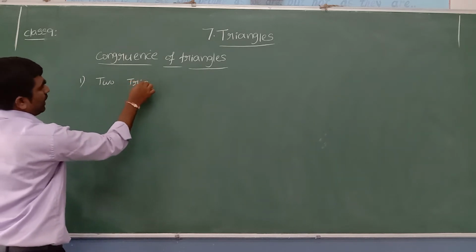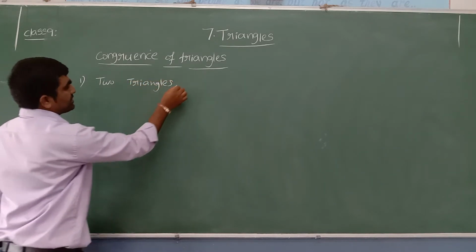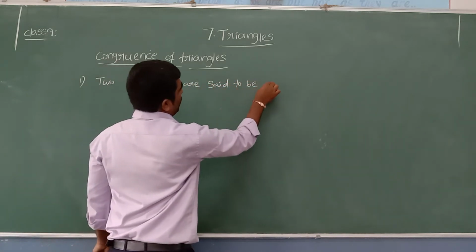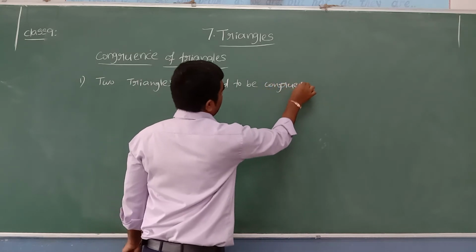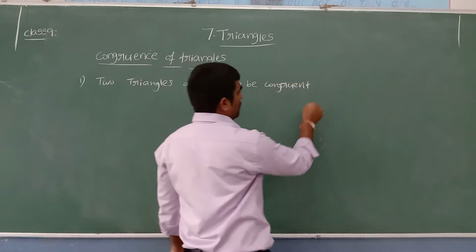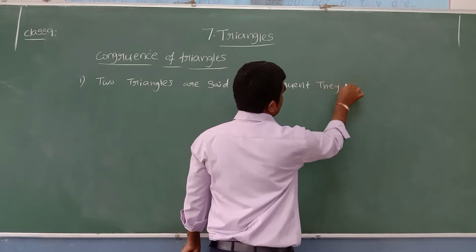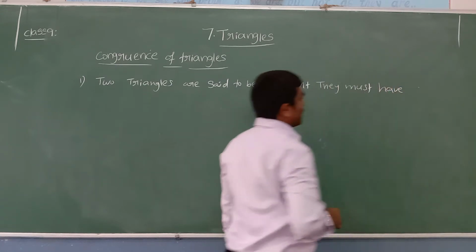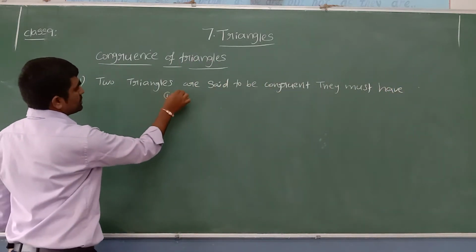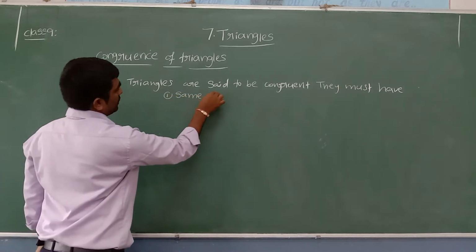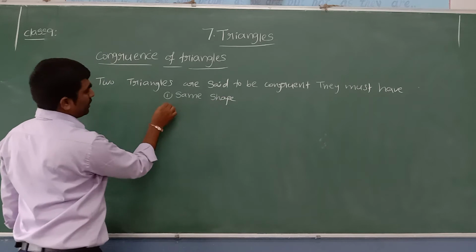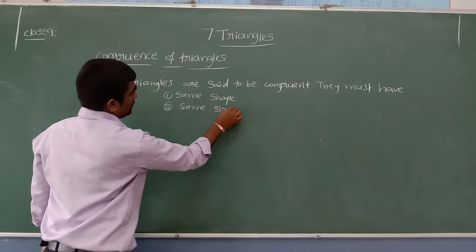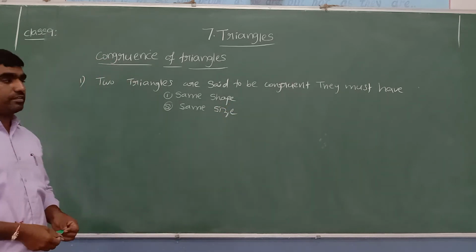Two triangles are said to be congruent. When we say both are congruent, they must have the same shape and they have the same size also. So when they have the same shape and same size, then we can say that two triangles are congruent.